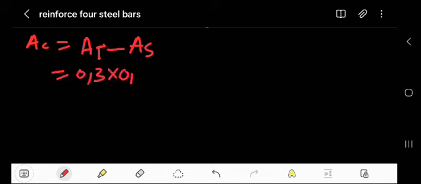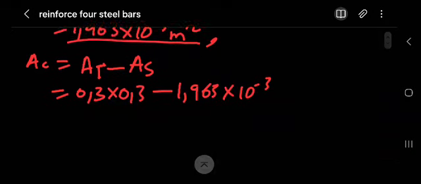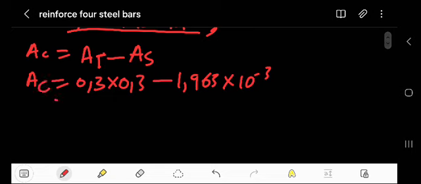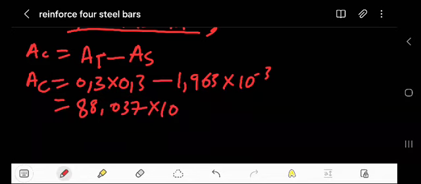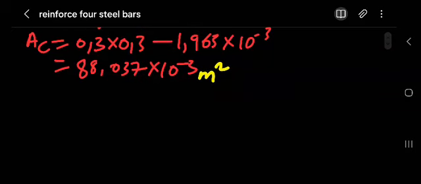Minus the area of the steel you've just calculated there, which is 1.963 times 10 to the minus 3. Then we have the area of the column now, of the concrete. Then we'll have this to be 8.037 times 10 to the minus 3. Remember, this is measured in meter squared. Now we have the area of the concrete.